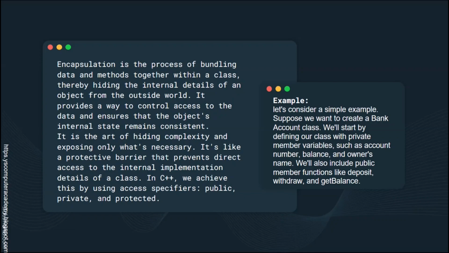To illustrate the power of encapsulation, let's consider a simple example. Suppose we want to create a bank account class. We'll start by defining our class with private member variables, such as account number, balance, and owner's name. We'll also include public member functions like deposit, withdraw, and get balance.